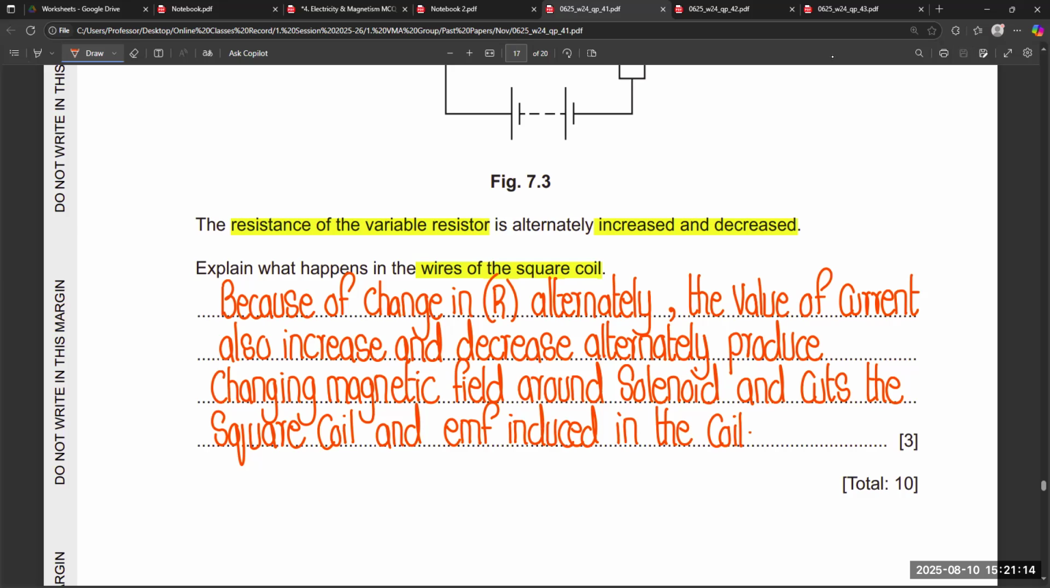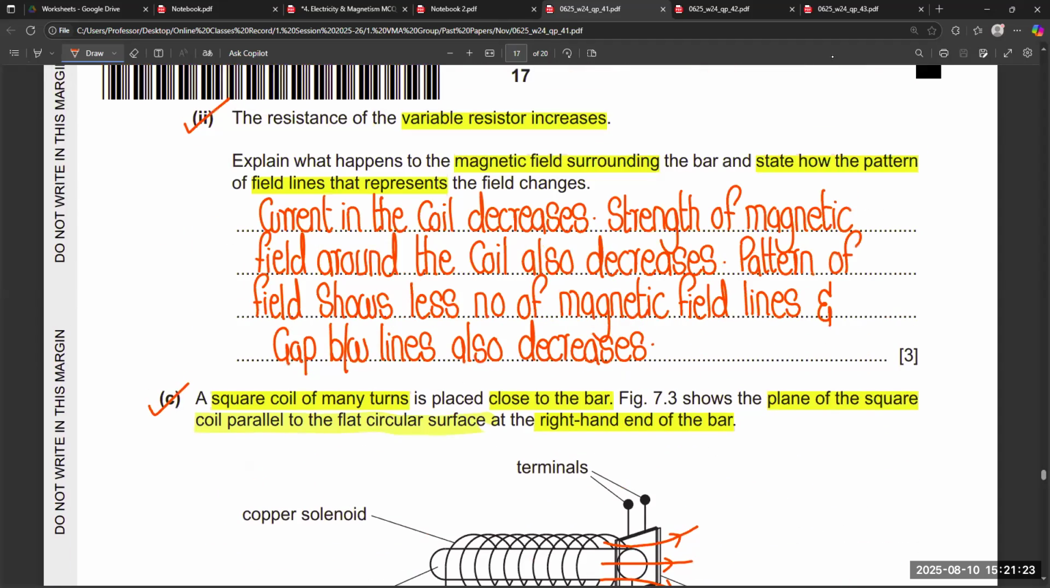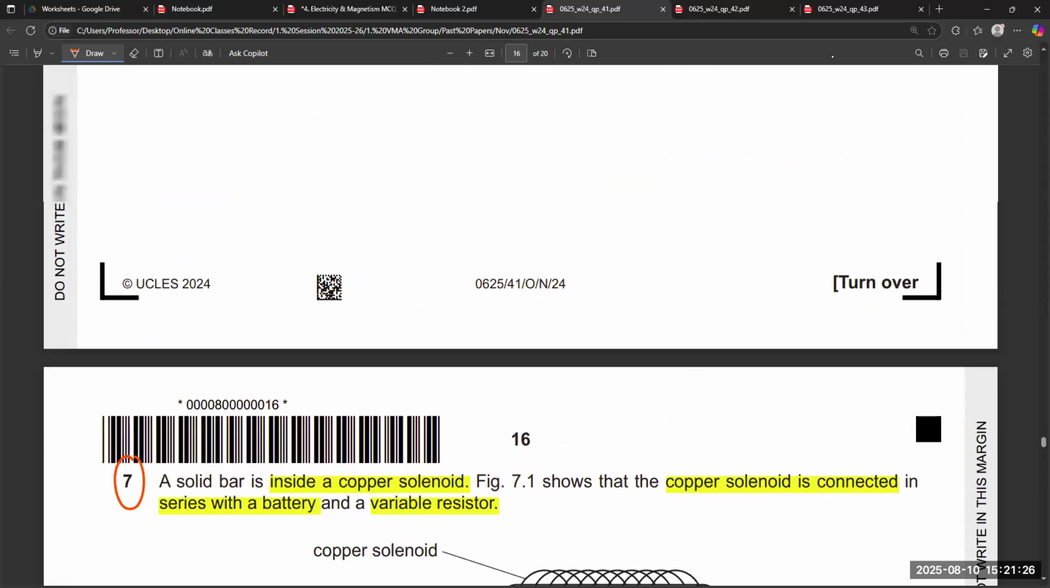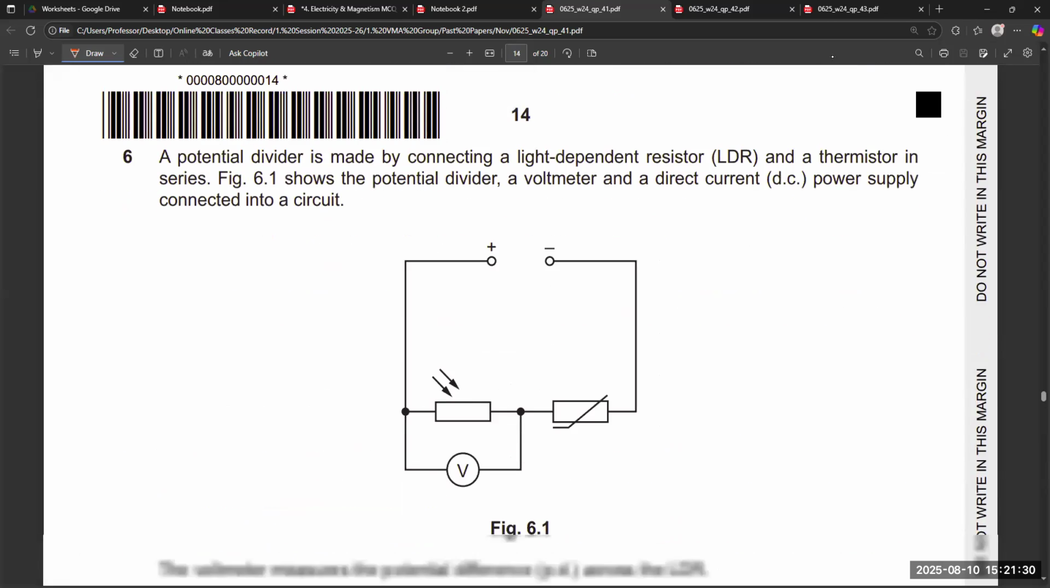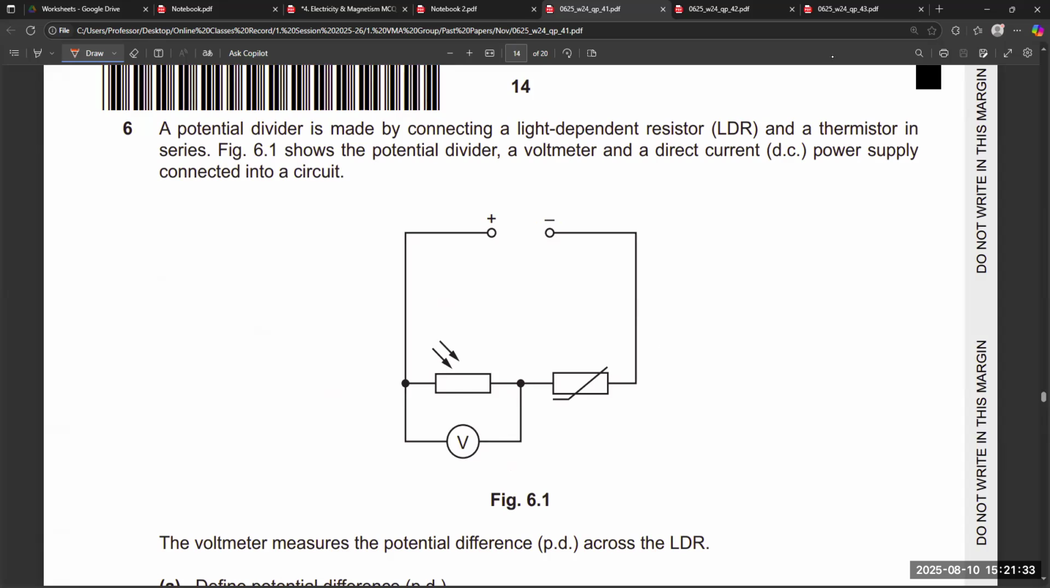So this is the first question from the electromagnetic concept for 10 marks. And if we consider the other question, question number 6, it is from the electricity part. A potential divider is made by connecting LED, LDR and a thermistor in series.